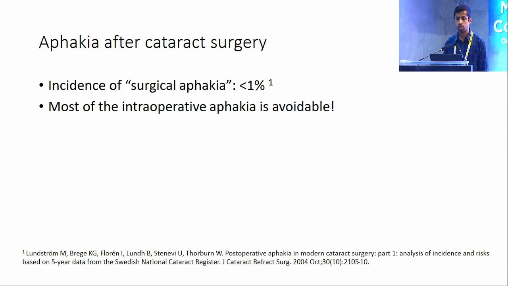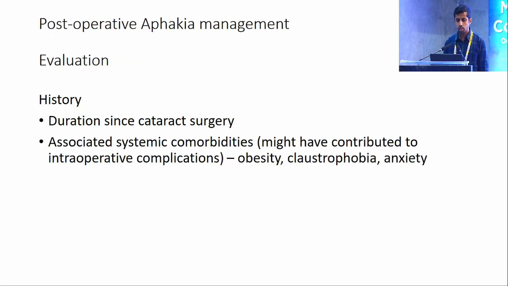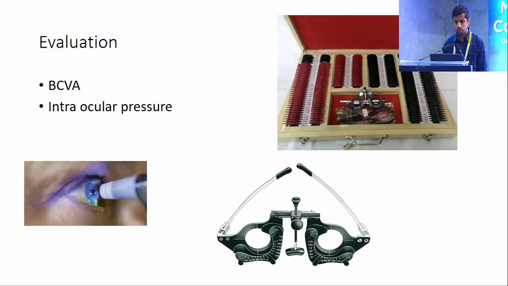The incidence of surgical aphakia is less than 1% in modern cataract surgery. Most of the intraoperative aphakia is avoidable if the surgeon is well prepared for such a situation. Coming on to the evaluation part, history is very important. Duration since cataract surgery has to be noted. Associated systemic comorbidities should be noted, such as obesity, claustrophobia, or anxiety, because these might have contributed to intraoperative complications.